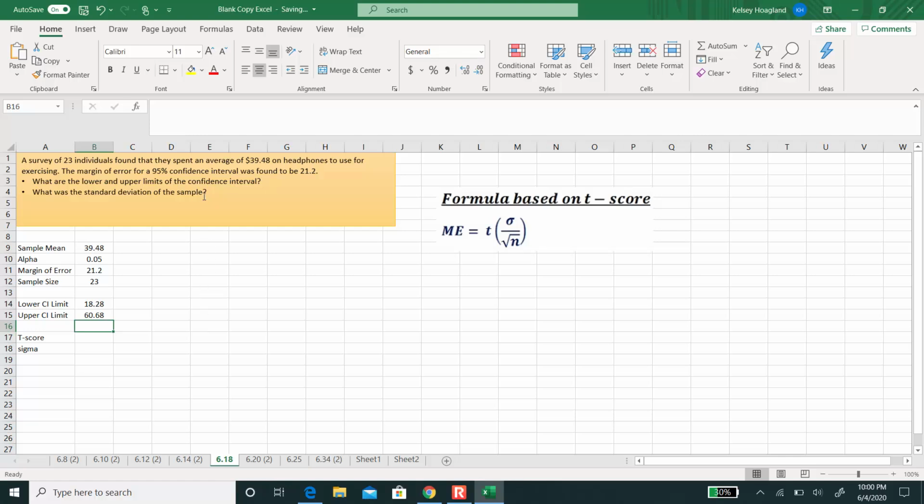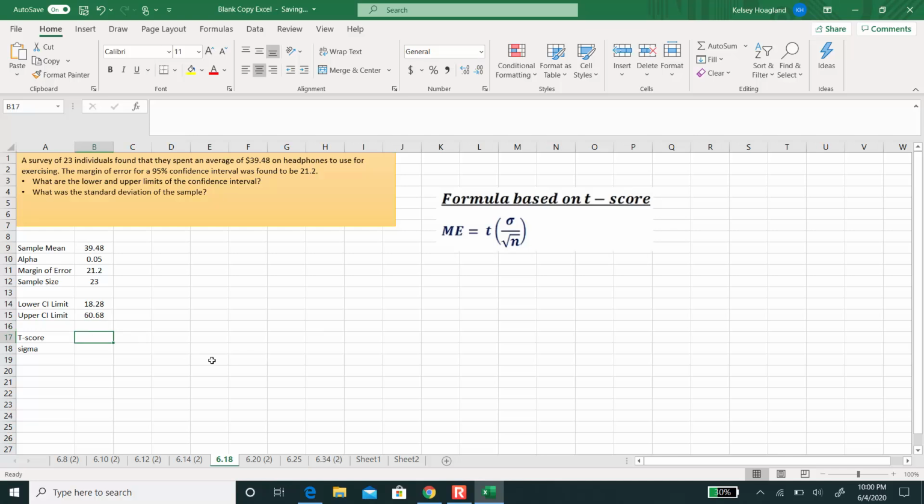Now we can go on to finding the standard deviation of the sample, as stated in the second question. So how we're going to do this is we're going to basically work backwards from the margin of error equation. So we already have the margin of error, we already have our sample size, we're finding sigma, so what we're missing is our t-score right here.